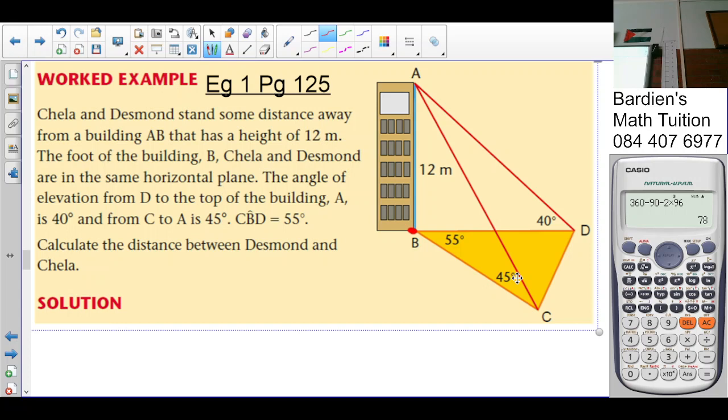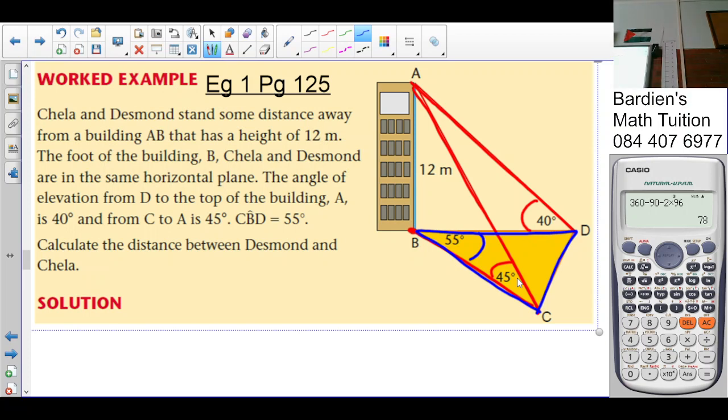The angle of elevation from D to the top of the building A is 40 degrees. You all okay with that? Then, from C to A is 45. See the angle here is 45 degrees. Then we are told that CBD is 55 degrees. Now, CBD is on the ground. That is 55 degrees. Okay.